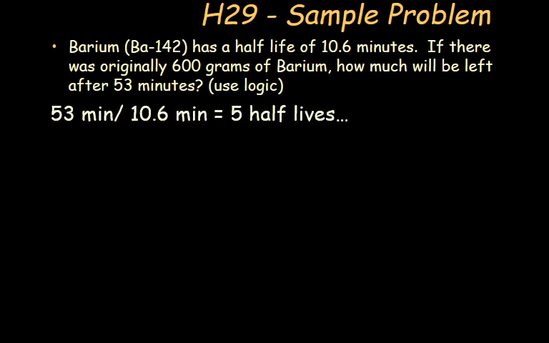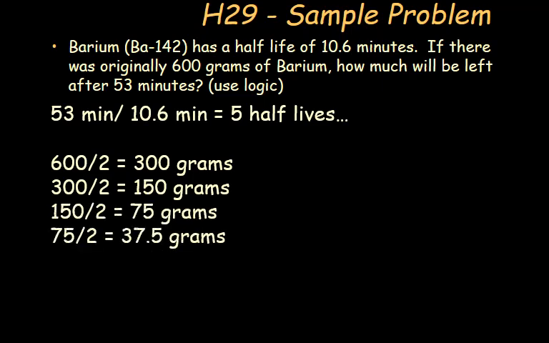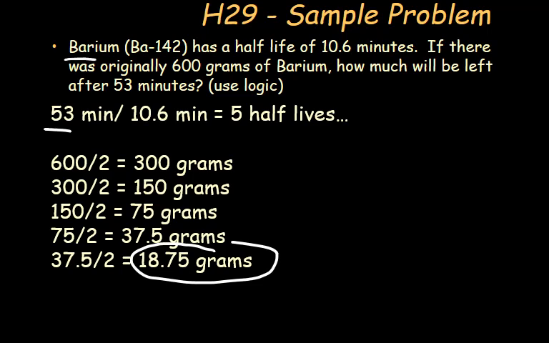Okay, so 53 minutes, 10.6 minutes. It's going to be 5 half-lives. Therefore, if we start with 600 grams, after 1 half-life, we'll be left with 300 grams. After the next half-life, half of that, so 150 grams. After another half-life, half of that, 75 grams. After the 4th half-life, 37.5 grams. And after the 5th half-life, 18.75 grams. So after 53 minutes, all you're left with is 18.75 grams of barium. The original amount was 600, so you're going to go down to very little of the original.